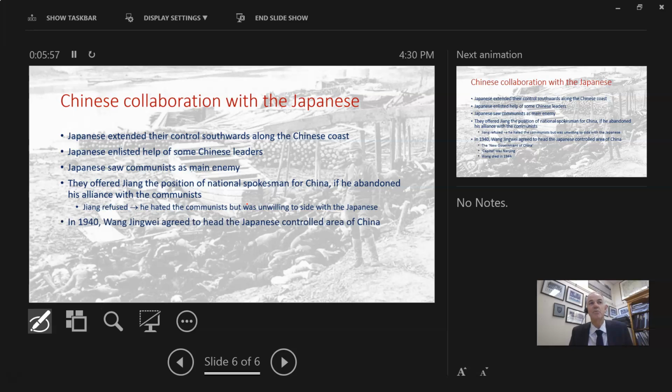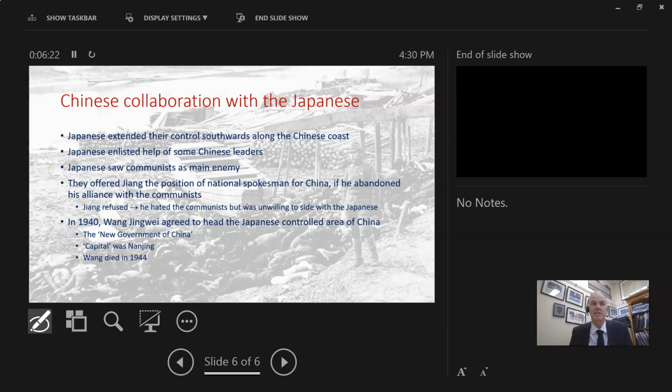But in 1940, one of the senior GMD figures, Wang Jingwei, did agree to head up the Japanese-controlled area of China, that puppet area that was centered on Nanjing. He didn't really have any power, though. The Japanese controlled the economy, they controlled the military aspects of the area. Wang led this new government of China. As I say, the capital, for want of a better word, was centered on Nanjing. Wang dies in 1944. So by the end of 1941, Japan has control over Manchuria.